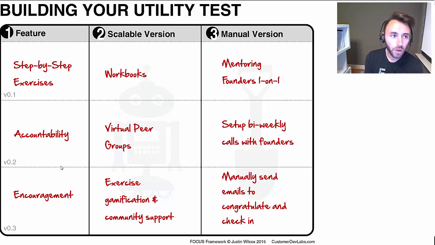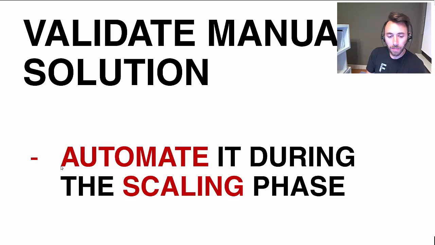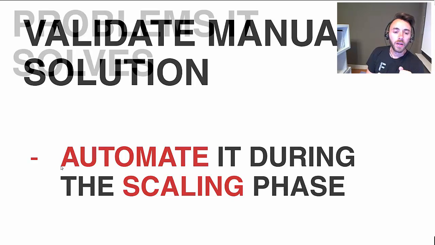So that's what you do. All you do is figure out your feature list and figure out the scalable version and then the manual version of those things. And now you know what to build for your utility test. Alright, so once you validated the manual solution, then you will automate it during the scaling phase. There's a whole phase about scaling, and it comes next. So that's the next workbook. So we don't worry about scaling now, that will come later.